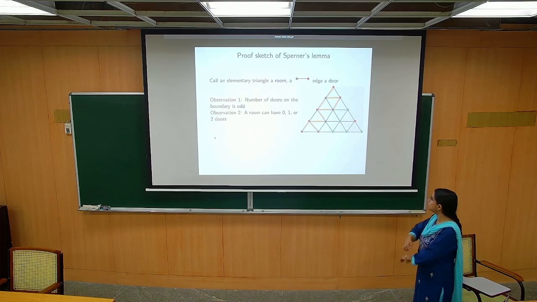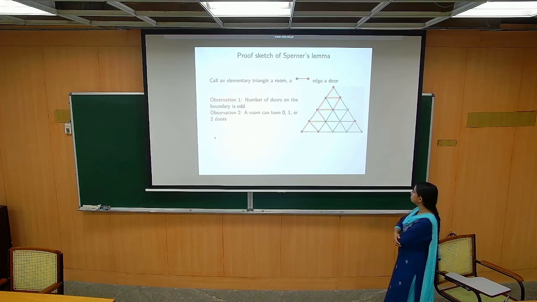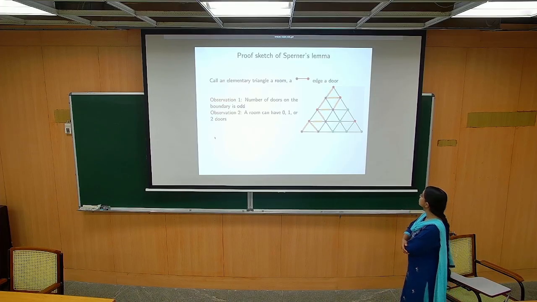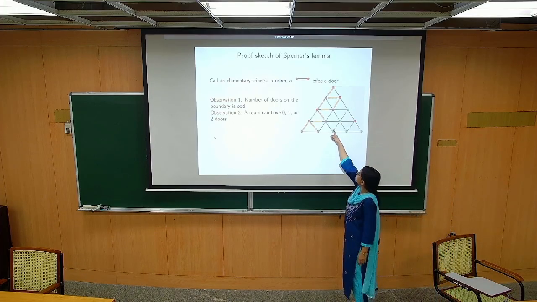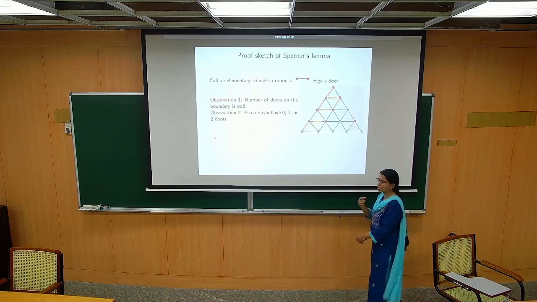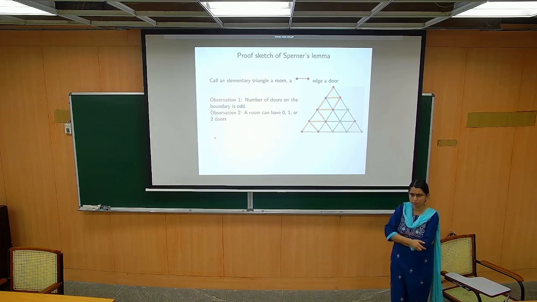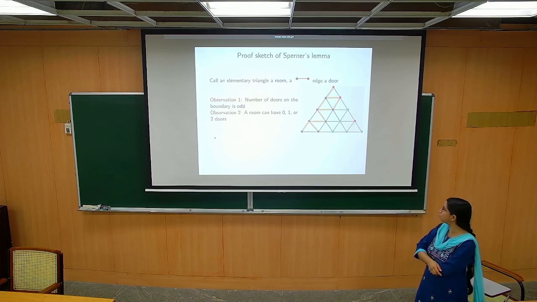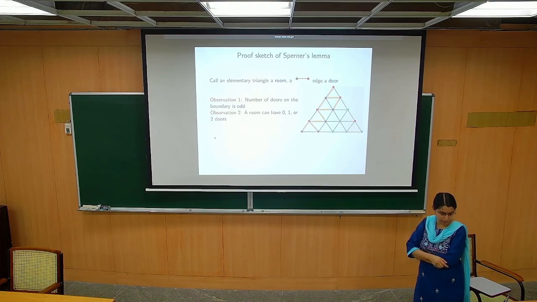Now look at the rooms, that is the elementary triangles. They can have 0, 1 or 2 doors. So for example, here is one with 0 doors. These are the ones with 2 doors. Can any triangle have 3 doors? Because you can't have a purple red combination on all three edges.